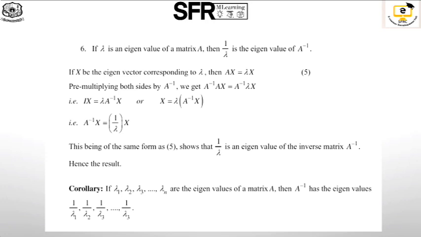We take the lambda from the outside, that is x equal to lambda into A inverse x, which implies A inverse x equal to 1 by lambda into x, which is also a definition of your eigenvalues. So that 1 by lambda is an eigenvalue of the inverse matrix A inverse. Next corollary, suppose we take n eigenvalues, lambda 1, lambda 2, etc. lambda n, then A inverse has the eigenvalues 1 by lambda 1, 1 by lambda 2, etc.